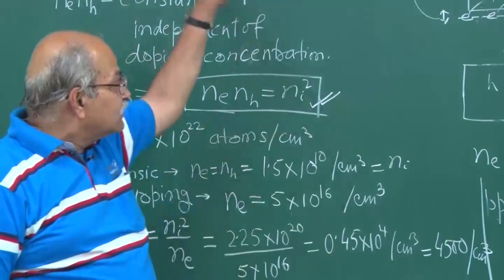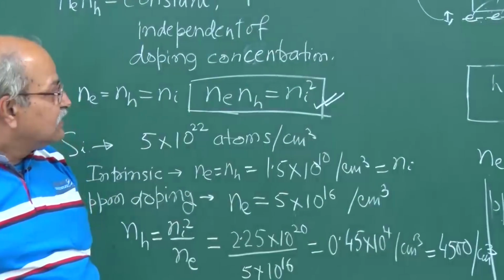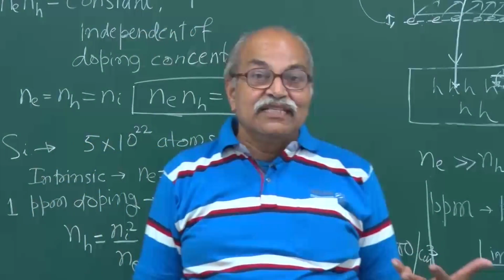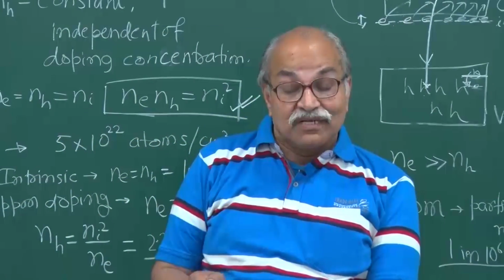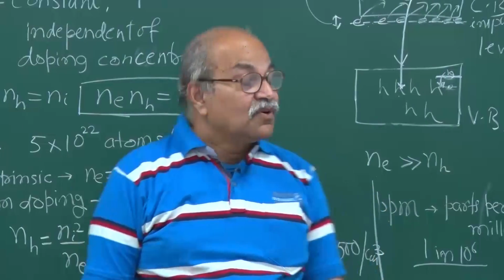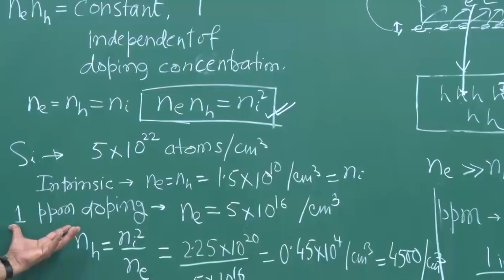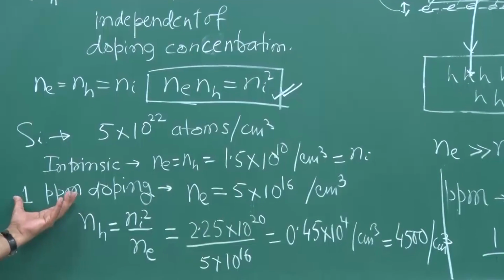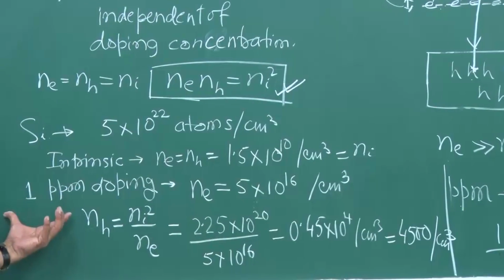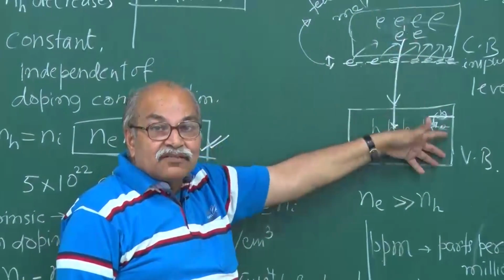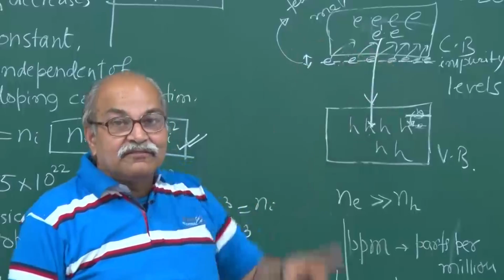So that is how you have these charge carrier densities in a doped semiconductor, and that is how you are controlling the conductivity, because the doping is under our control. Whether we do 1 ppm doping or what ppm doping, that is under our control, and that will decide what will be the conductivity of this material.